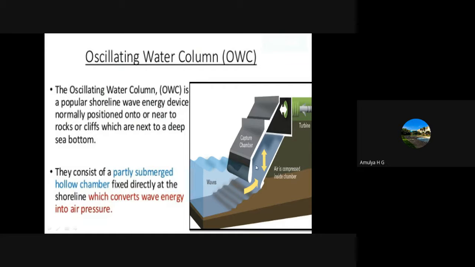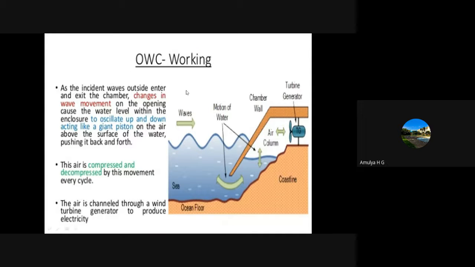So a partially submerged hollow chamber will be installed, or it has been submerged in the ocean, so that the waves are converted into air pressure here. Now, coming to the working principle of the oscillating water column, the water level.